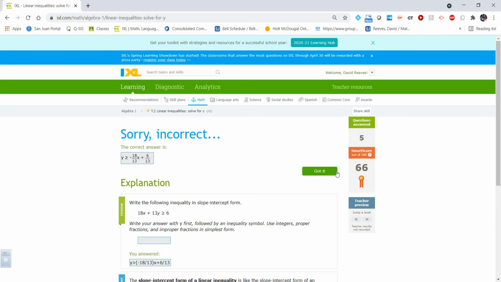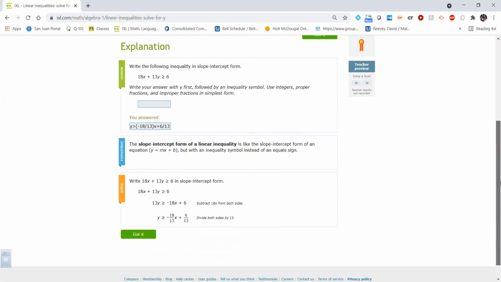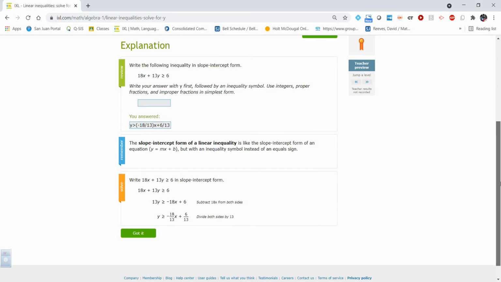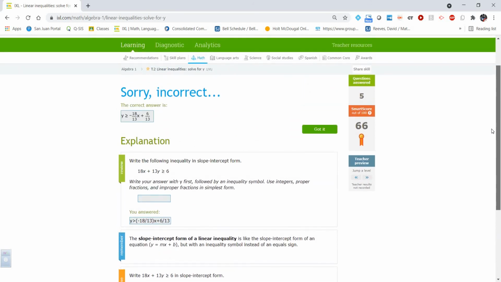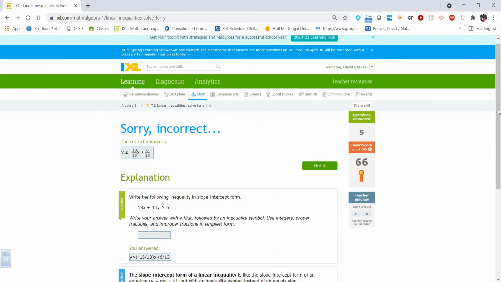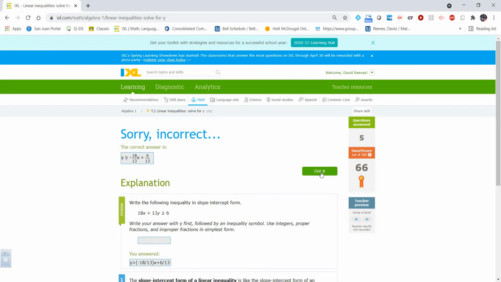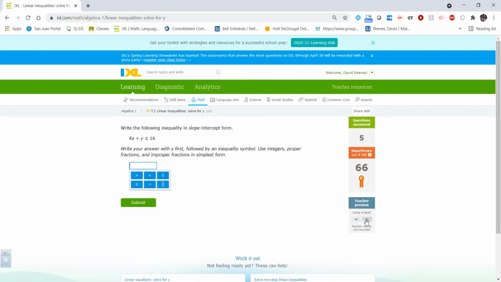What did I do wrong? I answered, ladies and gentlemen, my answer is not greater than or equal to. I missed the equal to part. Sorry, I was so focused on that fraction thing, I missed the equal part. Okay, let me skip up.